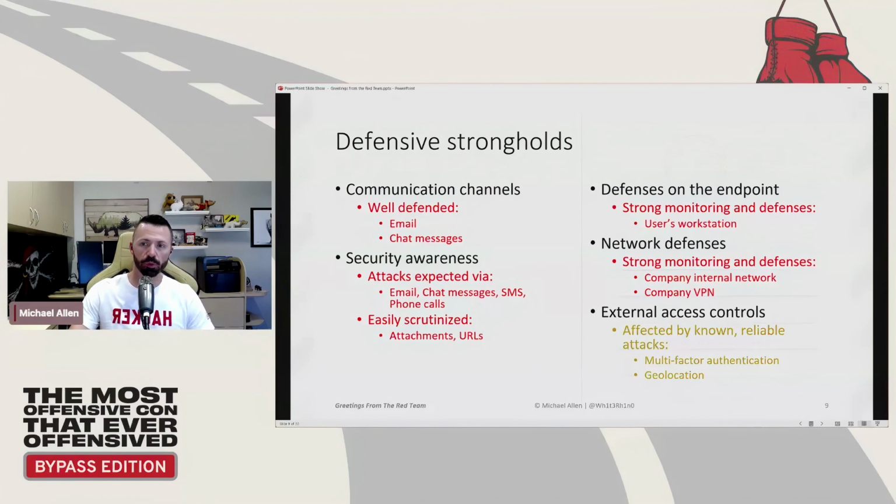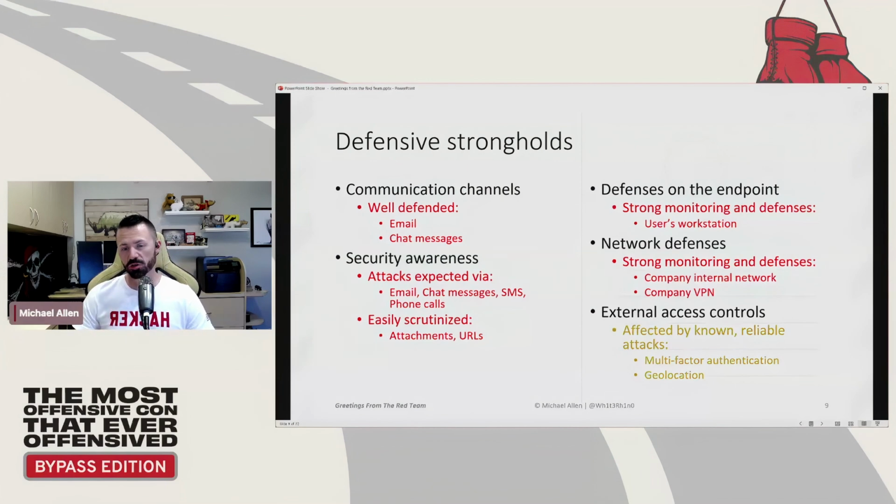The defenses on the endpoint, I've mentioned the EDR products that we're always up against on the user's workstation. So that's a difficult defense for us to get around. Also, the network defenses on the internal network and by extension, the VPN are also difficult for us to overcome, and we have to take measures to get around those things. And then we've got the external access controls.